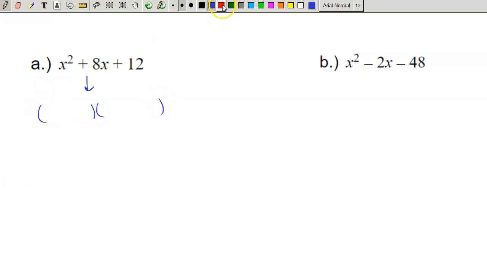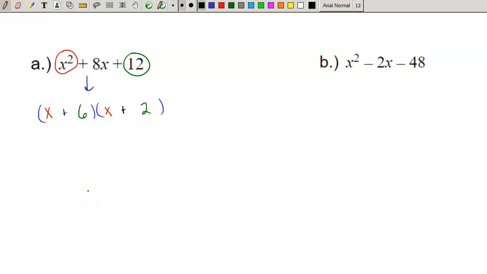So the traditional method you can think of is, hey, what multiplies up to x squared? Well, that has to be x and x. And then we can think about what multiplies up to 12, but also is going to add up to 8. So think about what multiplies up to 12 and adds up to 8. Well, that's going to be 6 and 2. And so here's my factoring here.